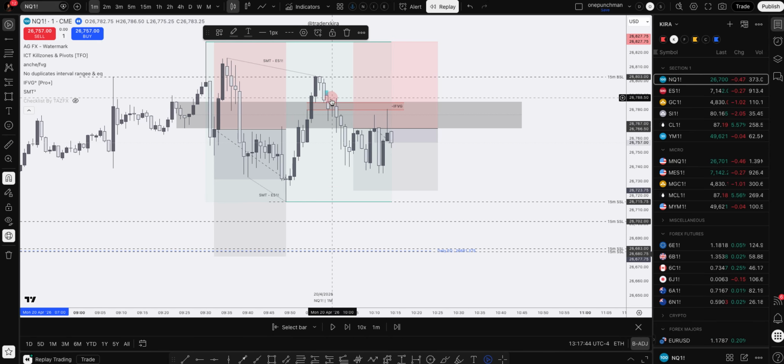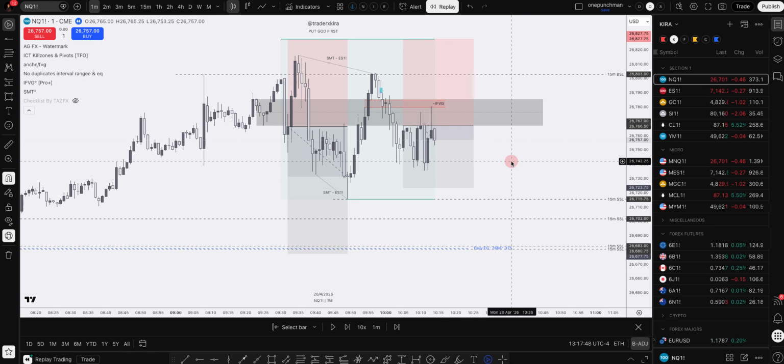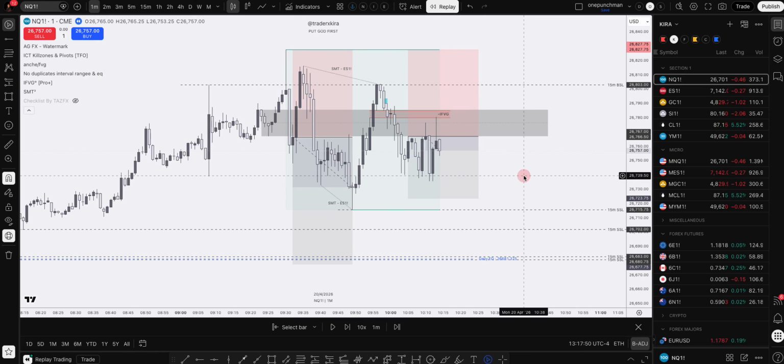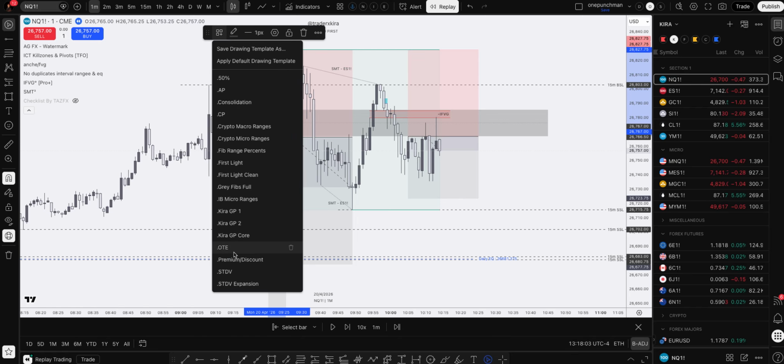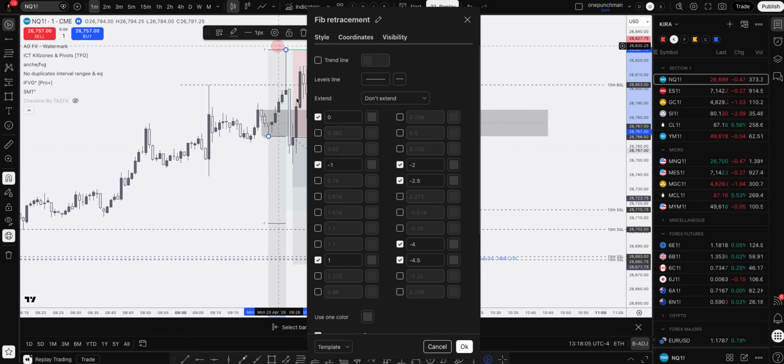So you have an IFVG here, you have the unicorn there, you have your draws on liquidity here. Now, another thing you can do in terms of projecting where the price is going to go is you can use standard deviations. So you can do this by using Fibonacci, right? So you would just mark the high to the low of the breaker, okay? And I have it set right here, standard deviations. I'll just show you what my settings are. They're set to 0. I have -1, -2, -2.5, -4, and -4.5. The 1 obviously is there, and the 0 is there as the anchor.